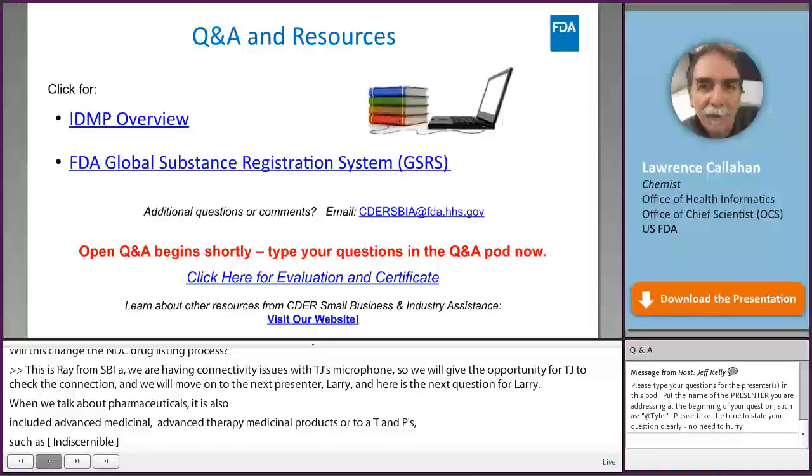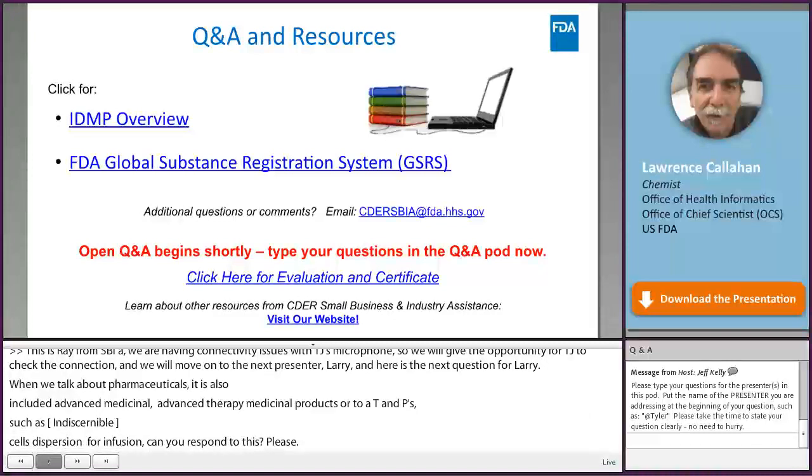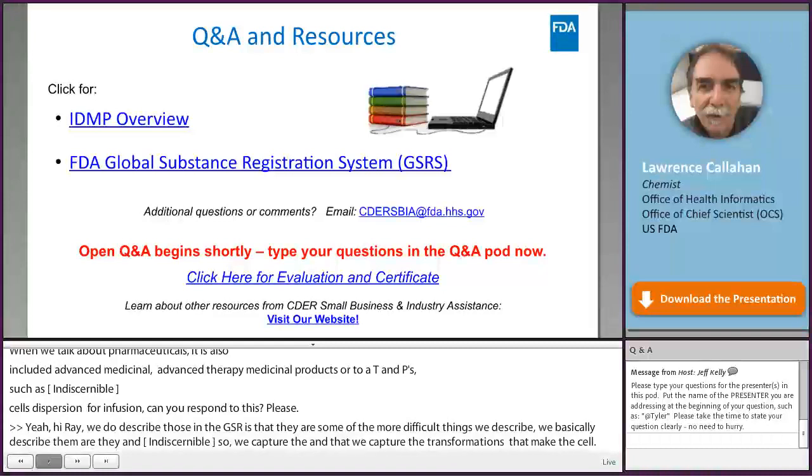Hi, Ray. Yeah, we do describe those in the GSRS, and they are some of the more difficult things that we describe. We basically describe them: are they an autologous cell or not an autologous cell? If they're autologous cells, we capture that. Then we capture the transformations that make the cell, if they're transforming with the vector, and we also capture the expressed protein. So we do describe them at the substance level, and we provide an ID for them. But a lot of them are very challenging.